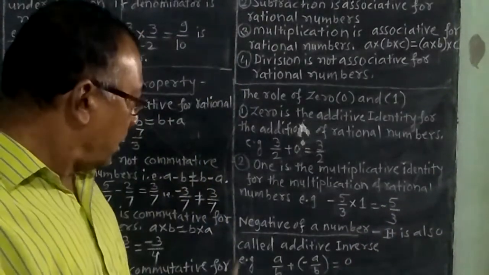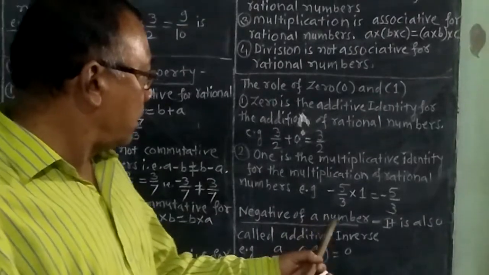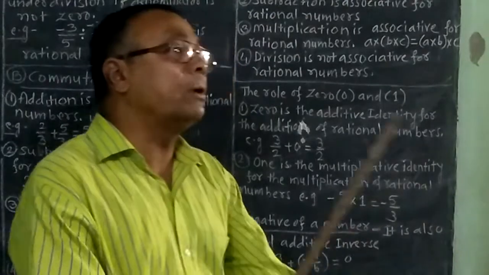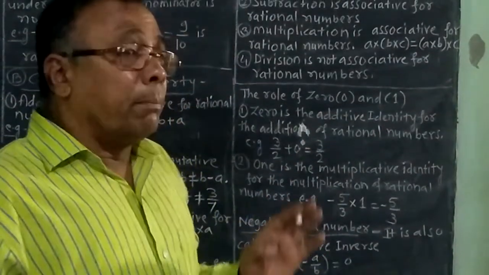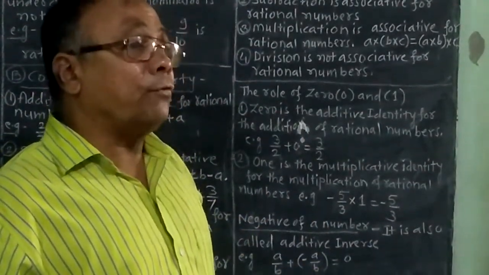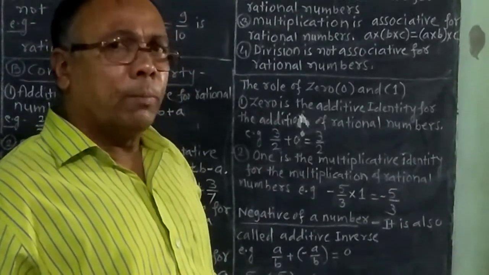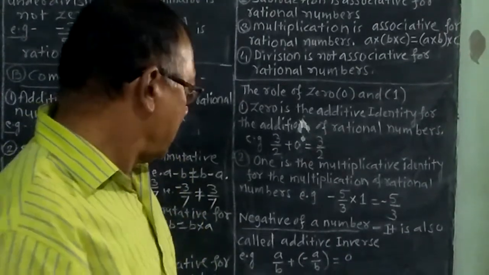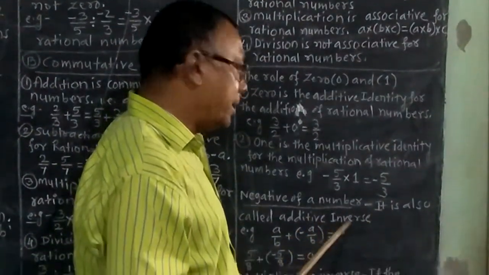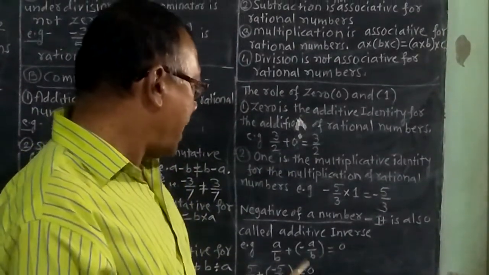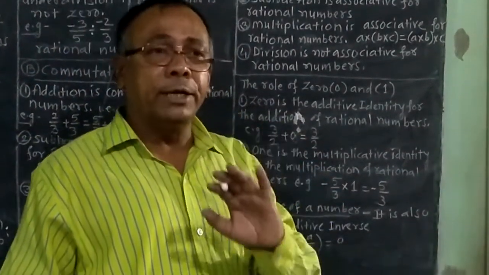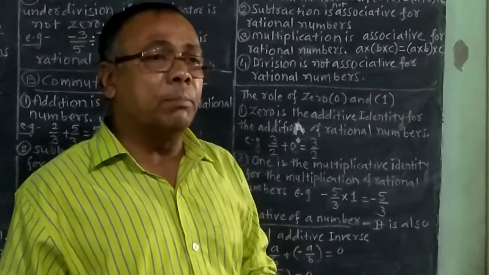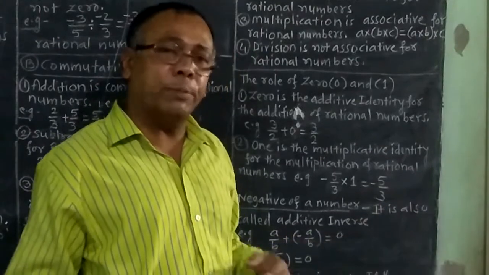Here, negative of a rational number or negative of a number. Negative of a number means minus 3 is the negative of 3. 1 upon 2 is a negative of minus 1 upon 2, and it is called as additive inverse. It is also called as additive inverse. The definition of additive inverse is that if the sum of the two numbers is 0, then the two numbers are called as additive inverse of each other.